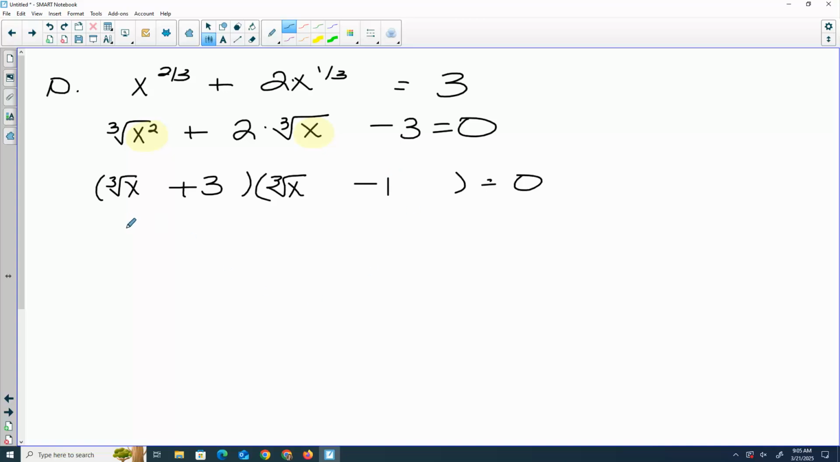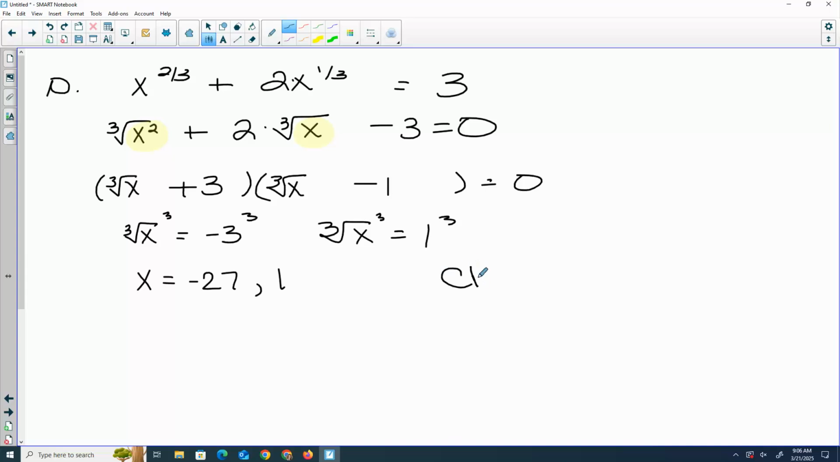Okay, so then if you set those equal to 0, you get the cube root of x equals -3, and cube root of x equals +1. The opposite of a cube root is cubing. Cube root and cube, those cancel. -3 to the 3rd is -27. Here if we cube, we get +1.